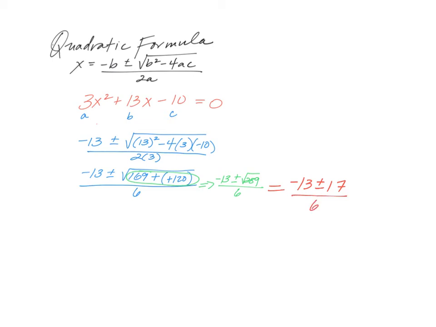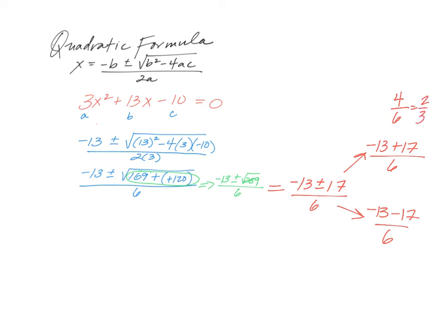Now we're still not safe from possible errors. Be careful because when you're finding these values, we need to evaluate the numerator first and then go ahead and divide by 6. So in our first one, finish writing this here, I have negative 13 plus 17. That's going to give me 4 over 6, which is 2/3.